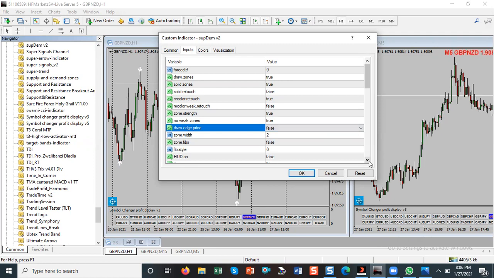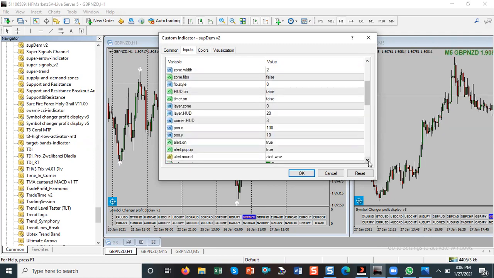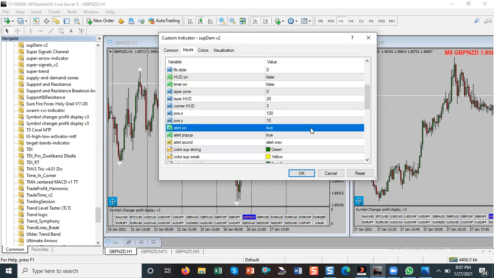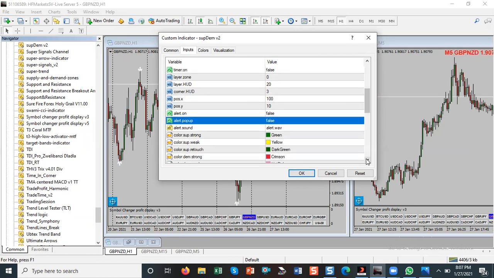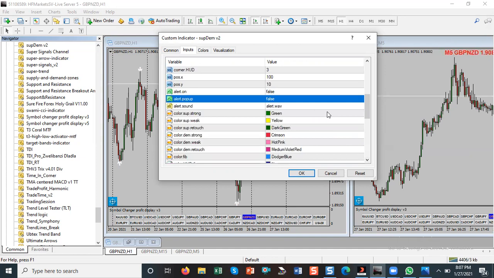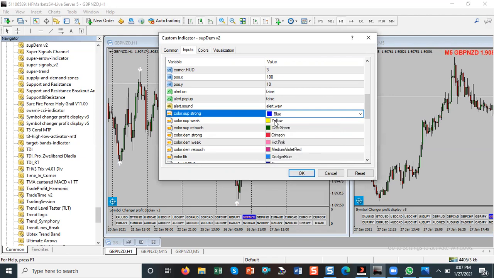I want my chart to be as plain as possible. Then I don't want any alert on, so turn the alert off. Then pop up, choose false. So I'm going to use a blue color. So for the color supply strong, you are going to use this blue. Then leave this one the way it is.